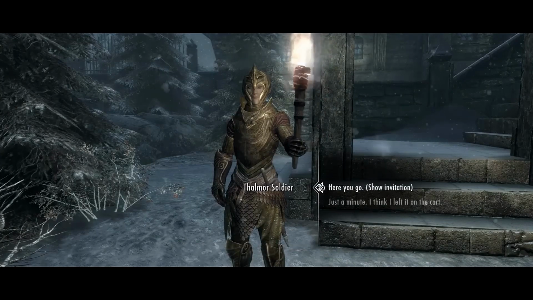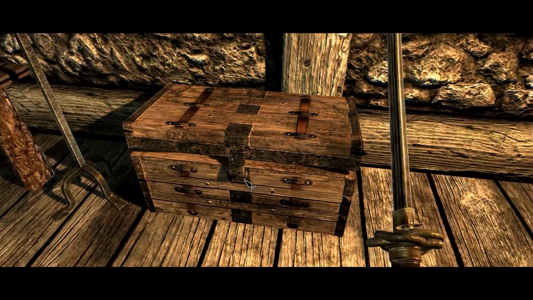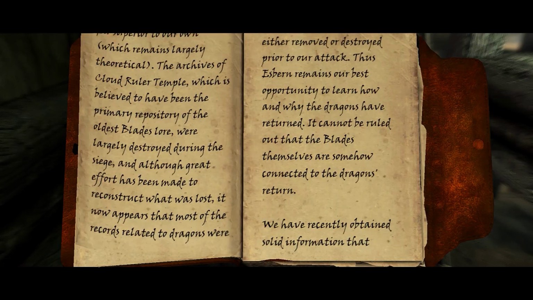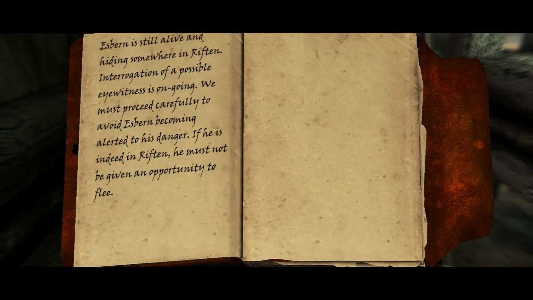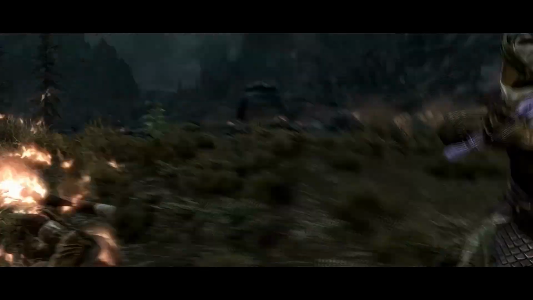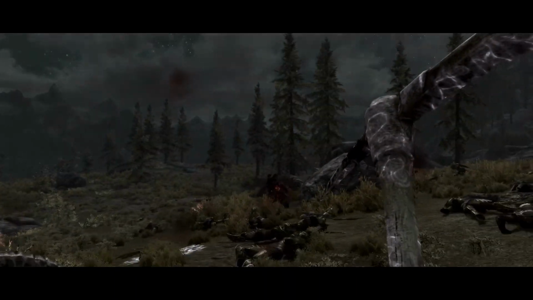We get into the Thalmor embassy, sneak into the prohibited zone, kill elves, and guess what? We find out that the Thalmor has nothing to do with dragons. But fortunately, that's not all. We find out that the Thalmor is looking for Esbern, the librarian of the Blades, who knows everything about dragons, and we have to find him before the Thalmor does, because they want to get knowledge about dragons too.